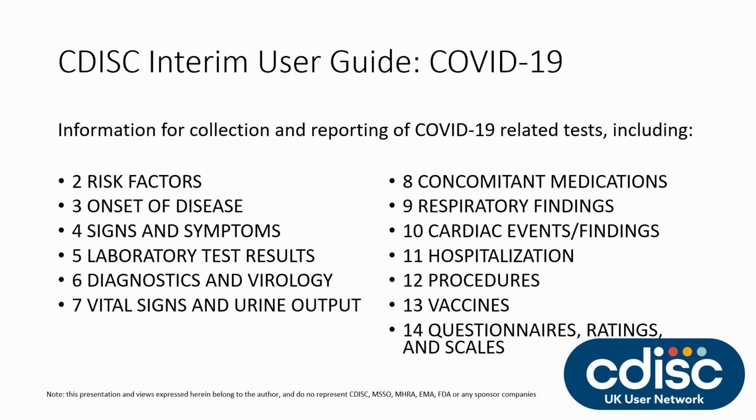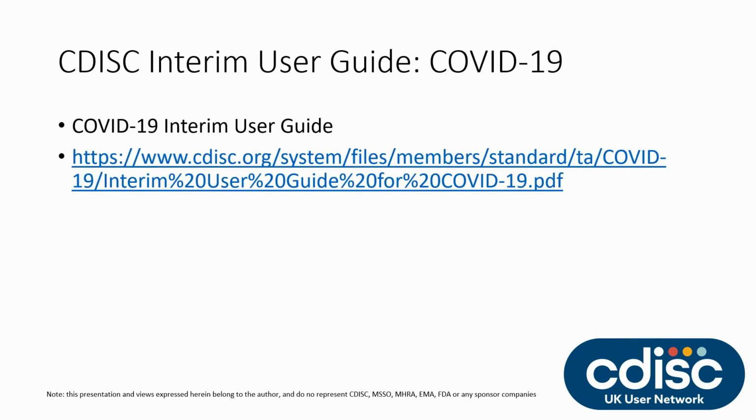So, quick summary: the interim user guide includes information to assist in the collection and reporting of COVID-19 related tests, including risk factors, signs and symptoms and onset of disease, additional laboratory test results, diagnostics and virology, vital signs and urine output, and also changes and examples to the way that we collect medications, respiratory findings, cardiac events, hospitalizations and procedures, and some information on recording the administration of vaccines and questionnaires, ratings and scales.